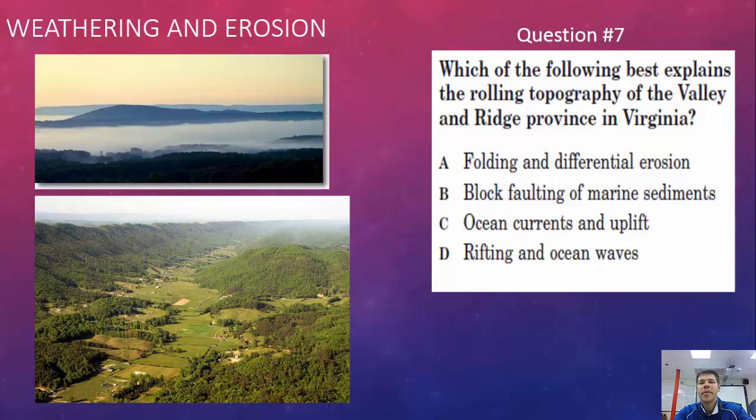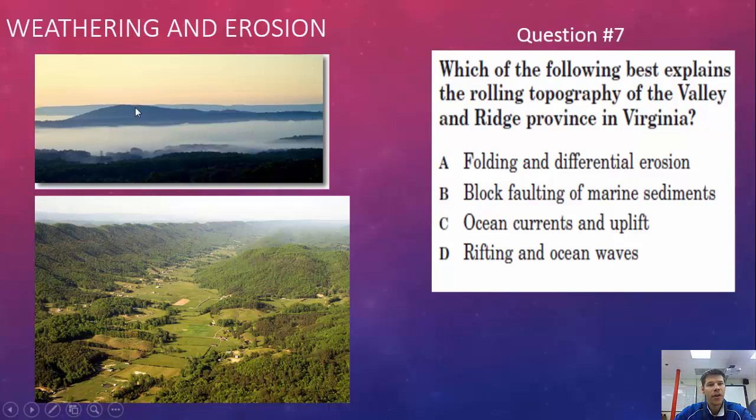So which of the following best explains the rolling topography of the Valley and Ridge province in Virginia? If you've ever been out to the western part of Virginia, you'll see these beautiful mountains. Like you can see them right along here. You see this big ridge, and then inside that ridge you're going to see this very flat valley, and then next you're going to see another large ridge.